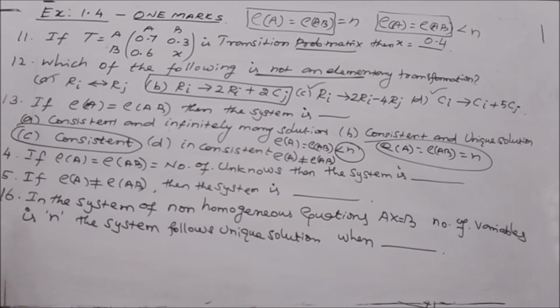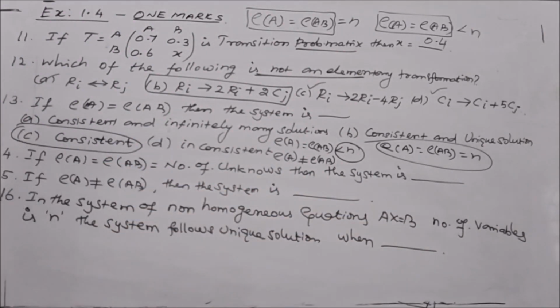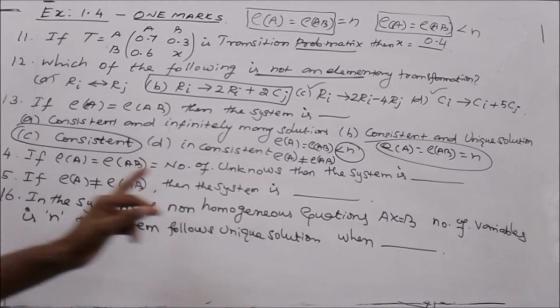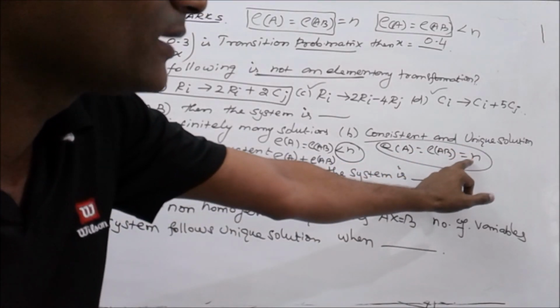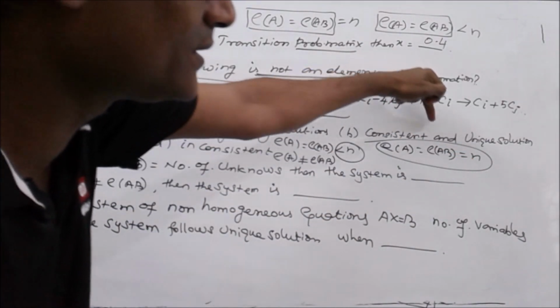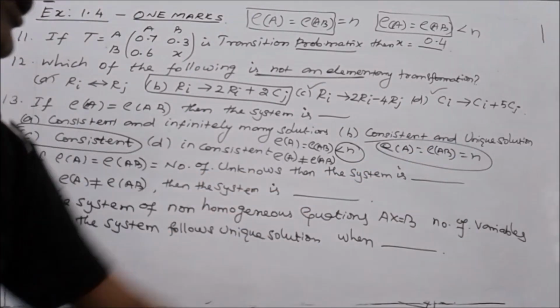Now next one, question 14. The 13th question's answer is consistent. The 14th one: if rank of A equals rank of AB equals the number of unknowns, then the system is dash. There are four options. We have just now discussed here, rank of A equal to rank of AB equal to n, that is the number of unknowns. The system is consistent and has a unique solution. So the answer for the 14th question is the system is consistent and has a unique solution.